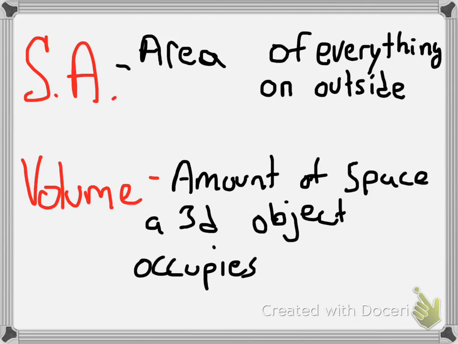To find this, we must find the net of the object, which is what the 3D object looks like if it were to be unfolded. Next, the volume is the amount of space a 3D object occupies, or the capacity. A good way to think of volume is to think of how much water the geometric shape can hold.